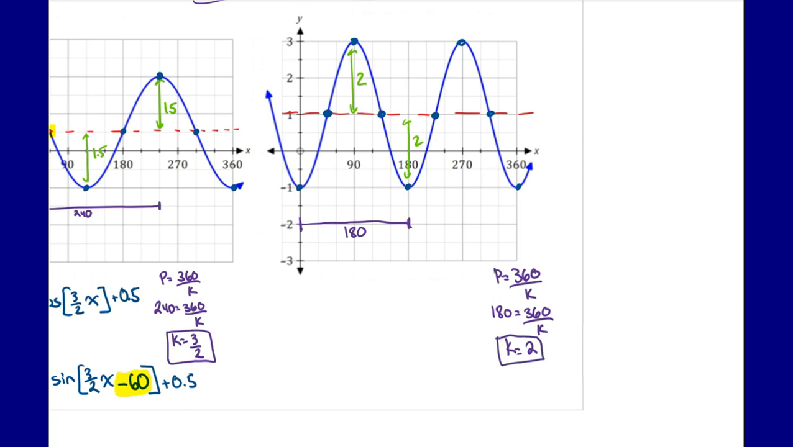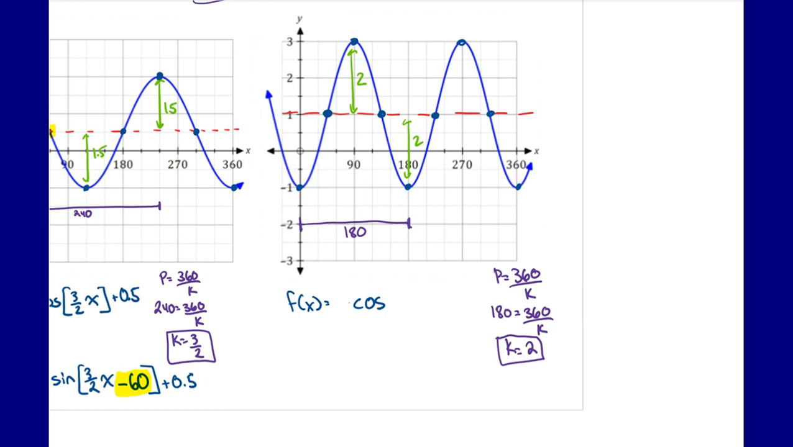K equals 2, which makes sense because I have 2 cycles per 360 degrees. Now we need to go through and figure out what our equations are. And again, with this one, because we're starting at a minimum, I'm going to start with my first one with cosine. Right? So cosine would be the easier one to start with because of what our first value is, or what the value along the y-axis is.